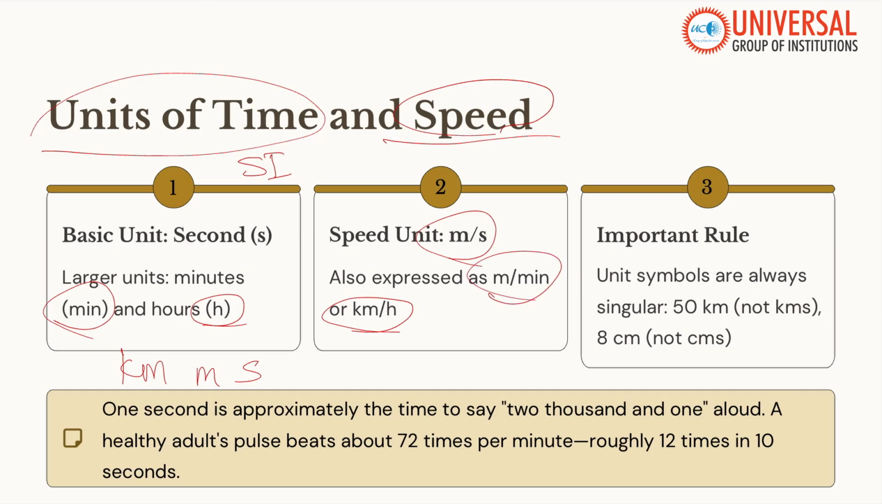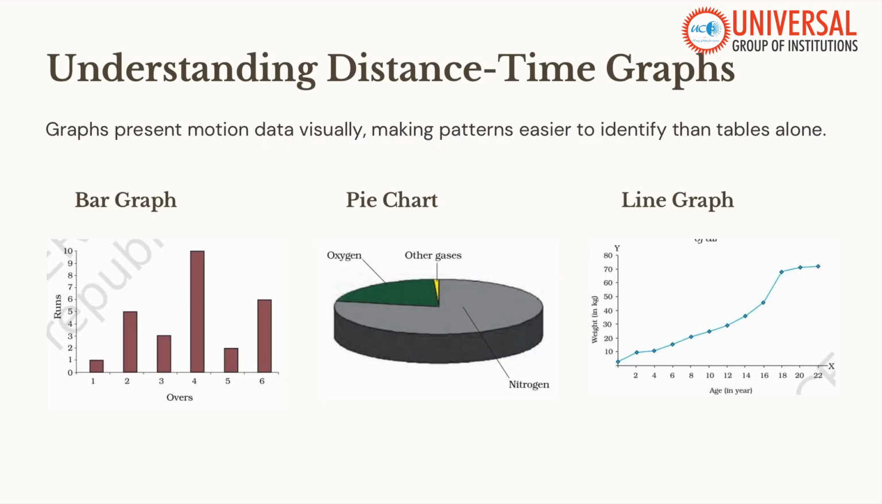Everything should be written in small letters and in singular form, which is an important rule. It should be like 50 kilometer, not kilometers, 8 centimeter, not centimeters, or 5 second instead of 5 seconds. We should not write seconds, it's second. Okay. So now we know how to measure time. We know the units of time and the units of speed. So now let's learn how to measure speed.